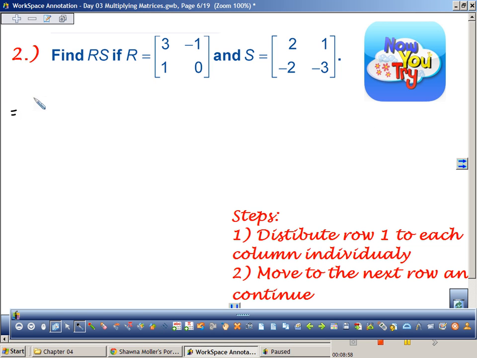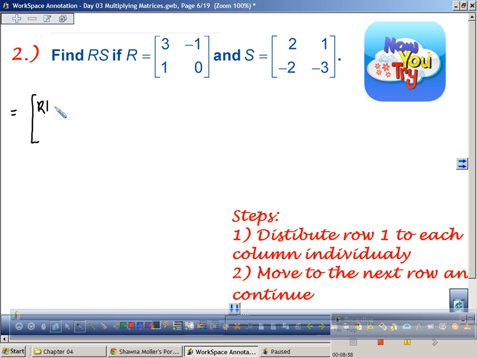Okay, let's write a template together. So our template is row 1 times what? Column 1. Row 1 times column 2. Does that cover all my columns? Yeah, so now I can move to row 2. Row 2, column 1. Row 2, column 2.